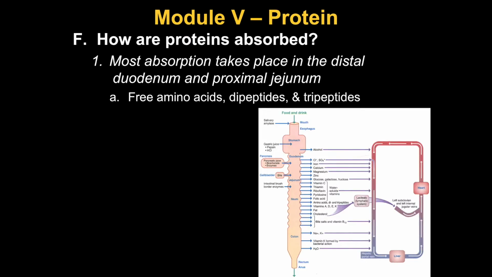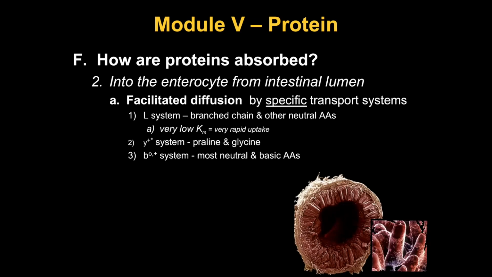So how do we internalize these proteins? How do we absorb them, get them into the bloodstream? Well, most of the absorption is occurring at the distal duodenum and the proximal jejunum. And most absorption is going to occur with the proteins, these complex structures, broken down into free amino acids, dipeptides, and tripeptides. That's how we're basically going to absorb protein.